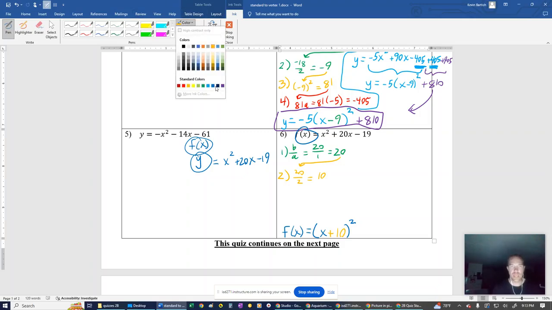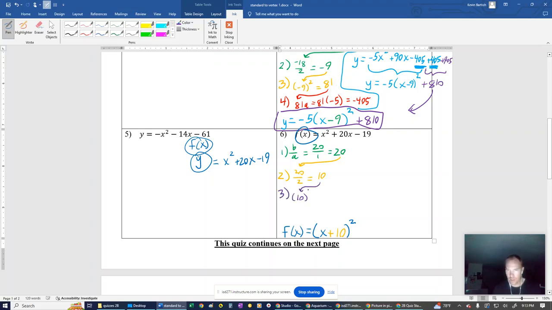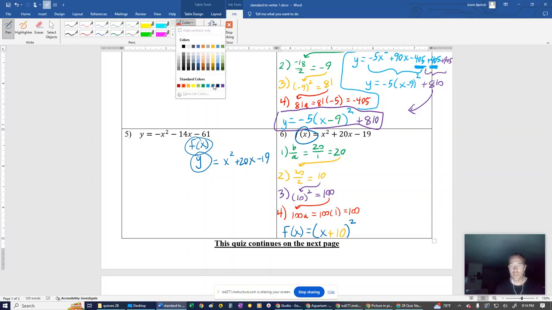Okay. Step number 3, I'll go purple here. Step number 3, you square your result. So 10 squared is 100. And step number 4, you take that result and you multiply by a. So 100 multiplied by a. A was 1, so that's 100 times 1, which is 100. Okay, so 100 completes the square. Quote unquote completes the square.